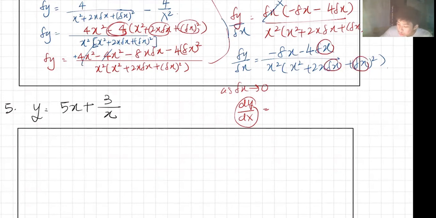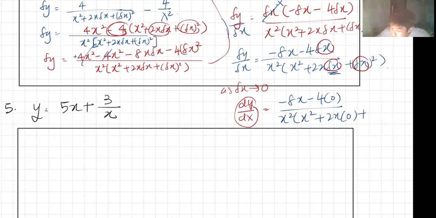Everything will become 0. So you see, very nice. So minus 8x minus 4 times 0 divided with x squared times x squared plus 2x times 0, because delta x becomes 0 here already. Then you plus delta x is 0 squared. So it's also 0. So what is your answer?